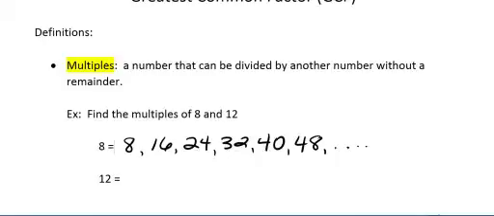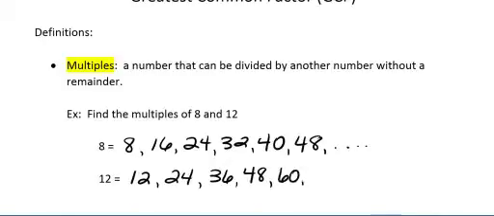Now I'm going to find the multiples of 12. 12 times 1 is 12. Times 2 is 24, times 3 is 36, times 4 is 48, times 5 is 60, times 6 is 72, and that would continue on as well.